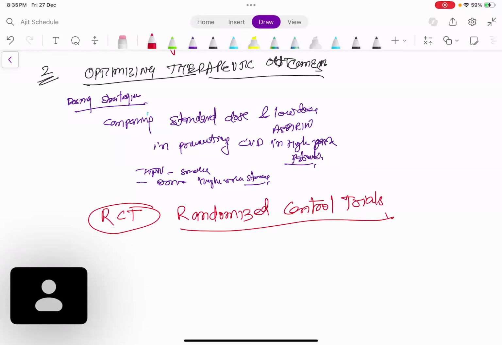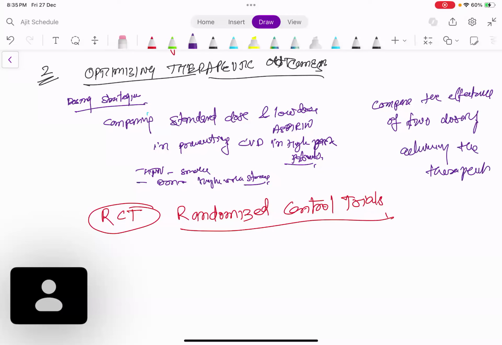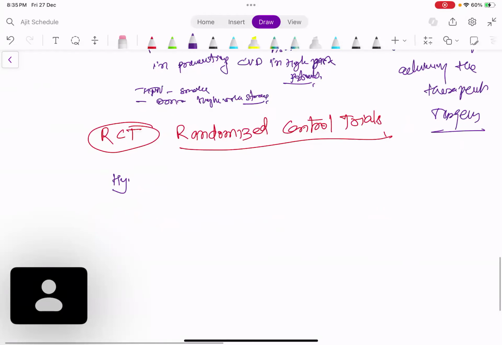And how will I prepare this? I will compare. What will be my comparison here? My comparison will be the effectiveness of two dosings in achieving the therapeutic target. So what will be my outcome to achieve? What will be my hypothesis here?